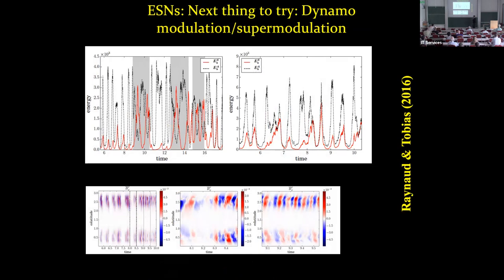Okay, so what are we going to try it on next? Well, we're going to try it on something to do with solar dynamos. So this is a solar dynamo series where, it's not a solar dynamo, it's an anelastic convection dynamo, fully three-dimensional, which has these amazing dynamics. And the question there is, can echo state networks predict these periods of reduced activity, which are similar to the Maunder minimum, if you just train them on the bit where the dynamo is working normally? So that's something to think about.